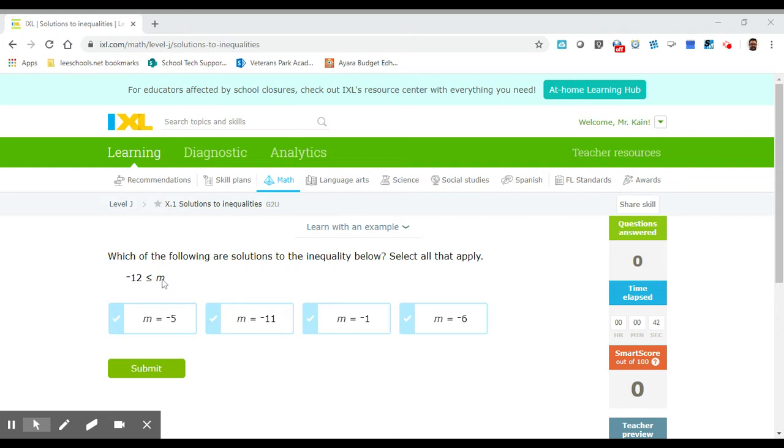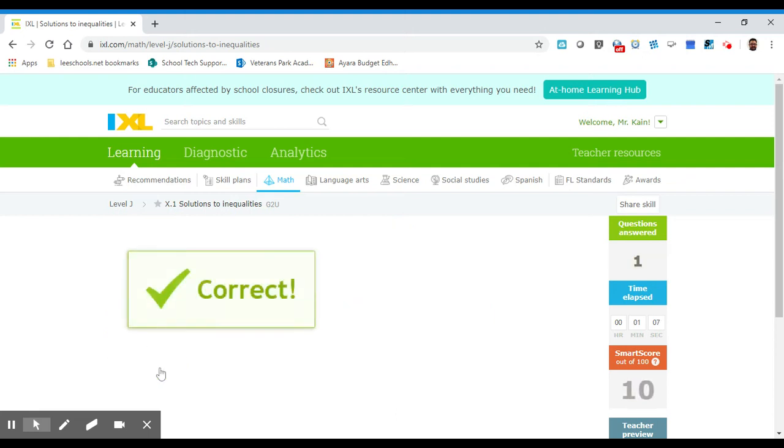So if I put negative 5 here, is negative 5 greater than or equal to negative 12? It is, because negative 5 is closer to 0, so it's a larger number. How about this one? If I put negative 11 there, is negative 11 closer to 0 than negative 12? It is. How about negative 1? Yes. And how about negative 6? Yes. So all of these are answers to this problem.